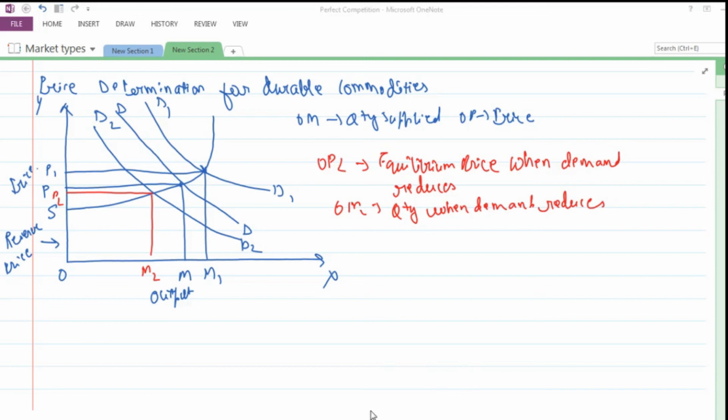Now, in the next part, we would be seeing how short run equilibrium and how long run equilibrium would be established for a firm in case of price discrimination. Sorry, price determination, not discrimination. Price determination for short run equilibrium and long run equilibrium, how it is undertaken, we would be seeing in the next part of the video.